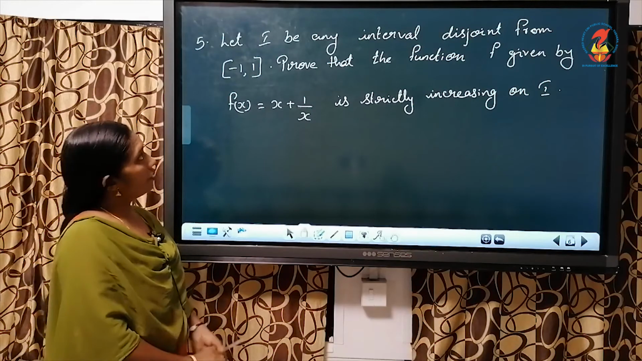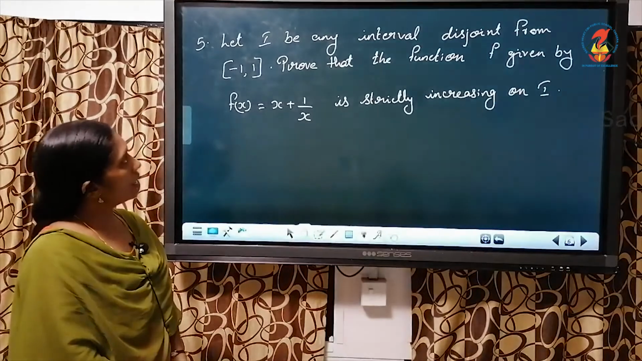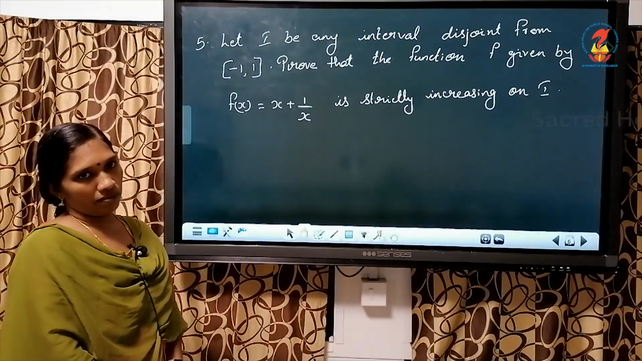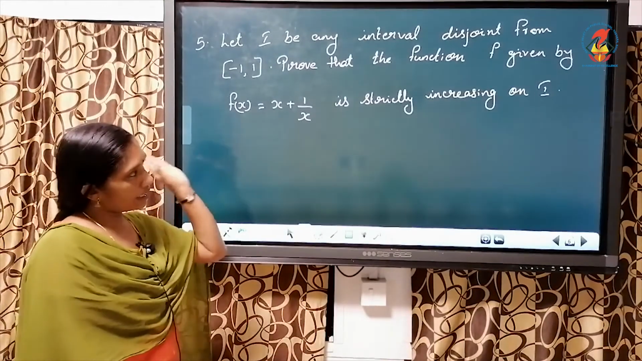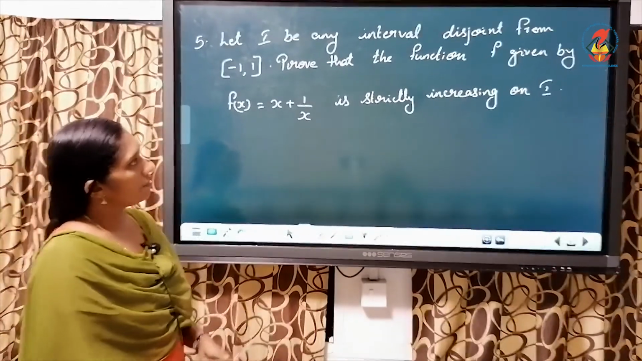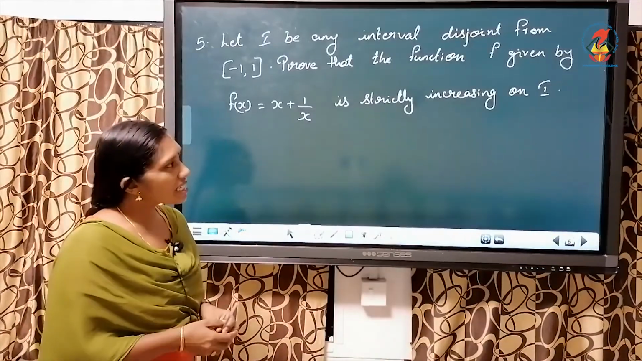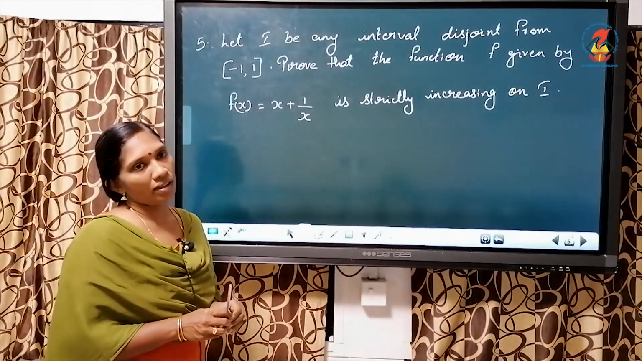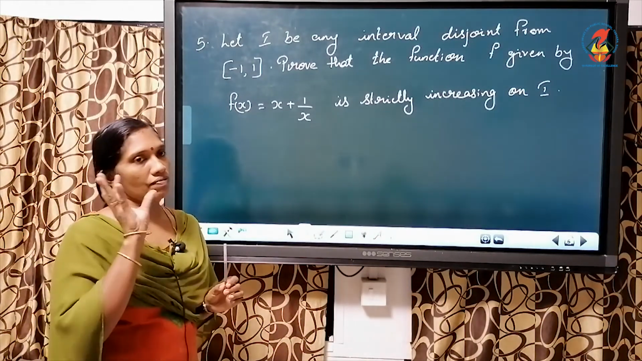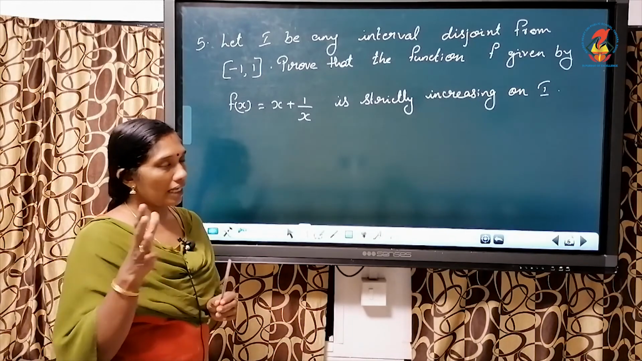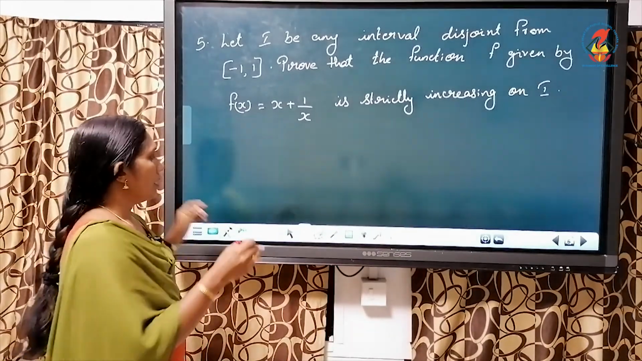Now, the fifth one: let I be any interval disjoint from minus 1, 1. That is, I is not this minus 1, 1; I is any interval other than this. Prove that the function f given by f of x is x plus 1 by x is strictly increasing on I. So, I is any interval other than minus 1, 1. In that, this function is strictly increasing.